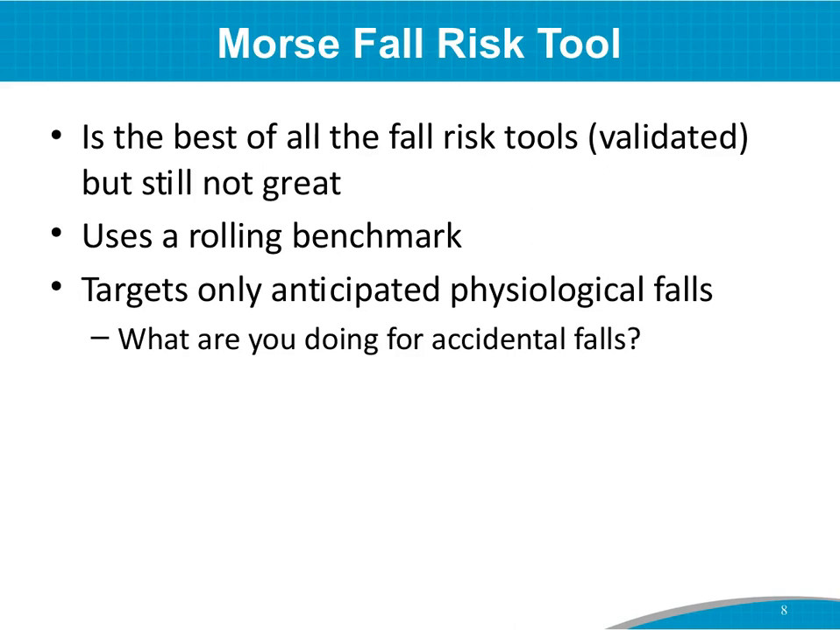And the other thing about the Morse fall risk tool is it targets only the anticipated physiologic falls. So we have to really think about what are we doing for our accidental falls, and also keeping in mind that all of our patients are at risk for fall. Anybody can fall, and especially when the patient's in the hospital and a lot of things are being done to them, anything could lead them to fall.